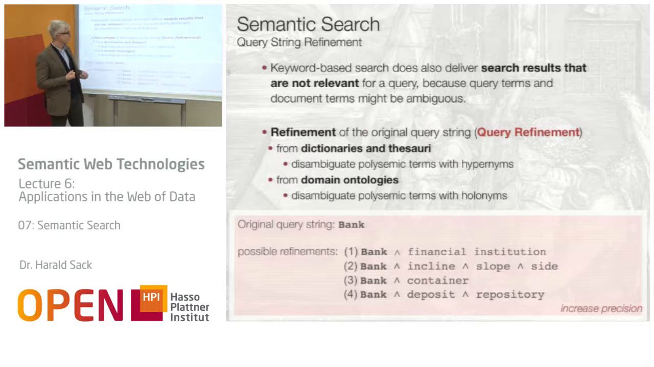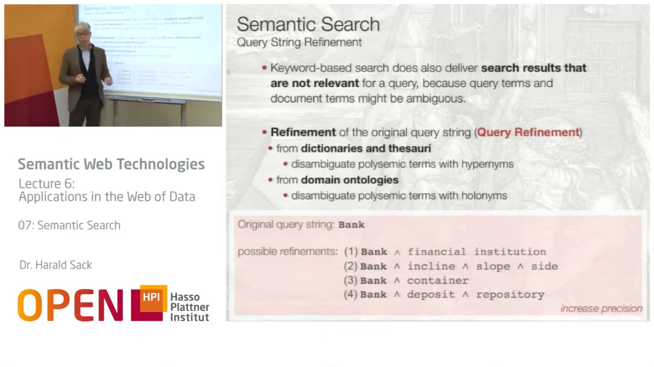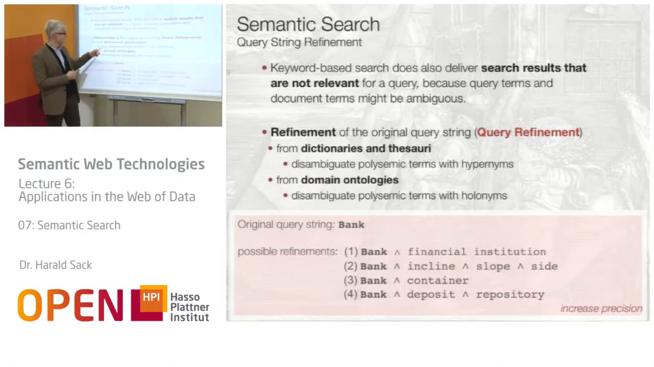And I try to disambiguate the search terms to refine the query string, simply also by looking up in a dictionary, and there I can look, for example, for hypernyms, which are generalizations of the terms I am using. Therefore, I can disambiguate polysemic terms with hypernyms. And I can also look up in the domain ontology, for example, holonyms, which are in a part-of relation, the thing where my query string would be a part of a much larger thing. And then I connect simply, as you see here, for the 4 different meanings of bank.